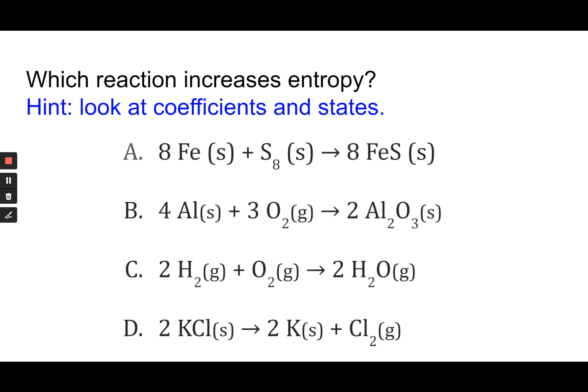All right. If you didn't pause it, then I'm going to give you another chance to with a hint. Take a look at these reactions again and think about coefficients and the state notations listed. All right, the answer is D. Potassium chloride becomes 2 potassium metal atoms and 1 chlorine gas molecule.